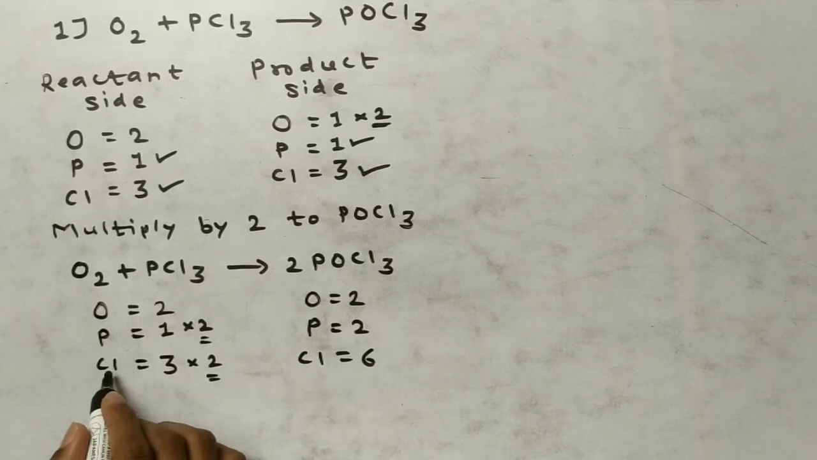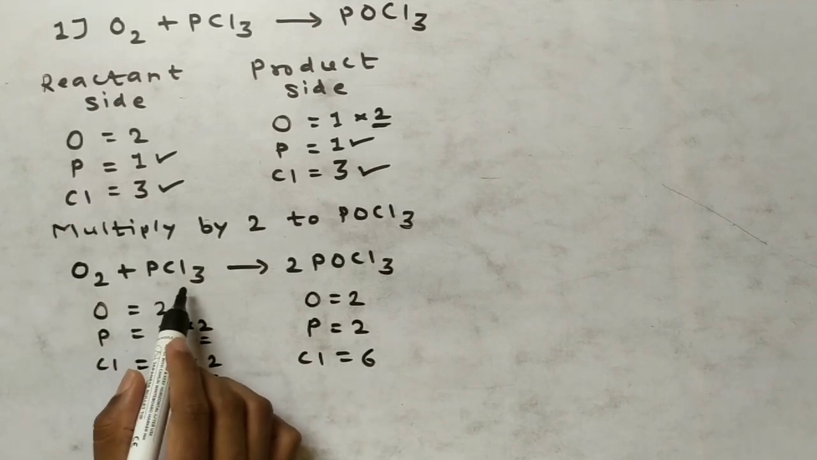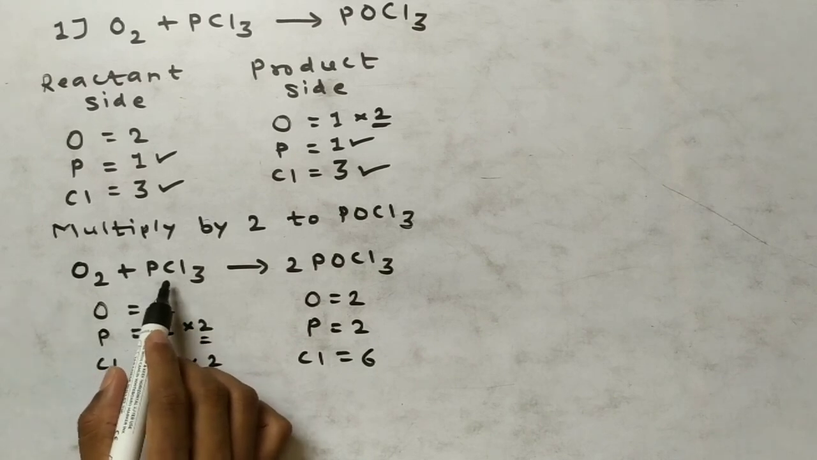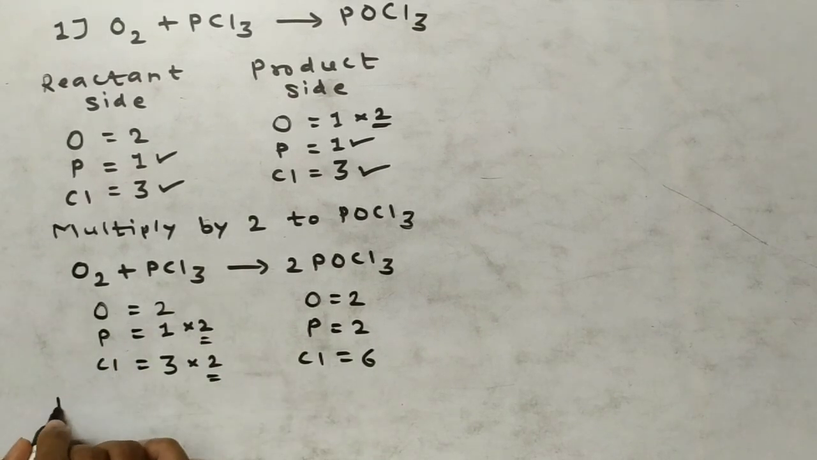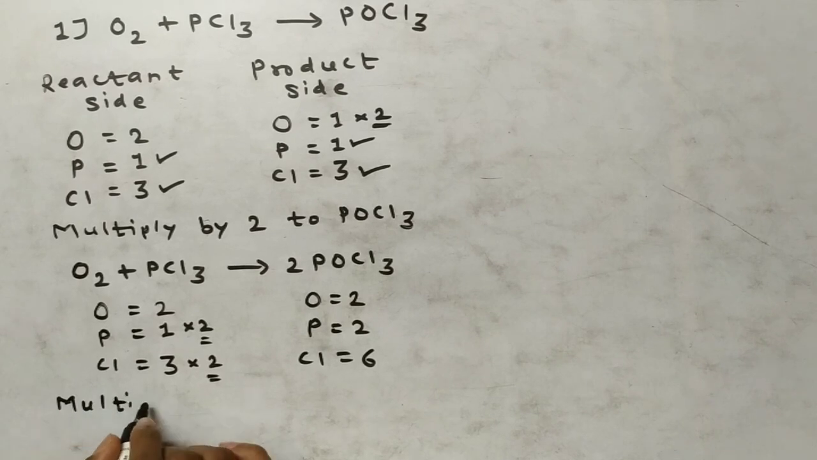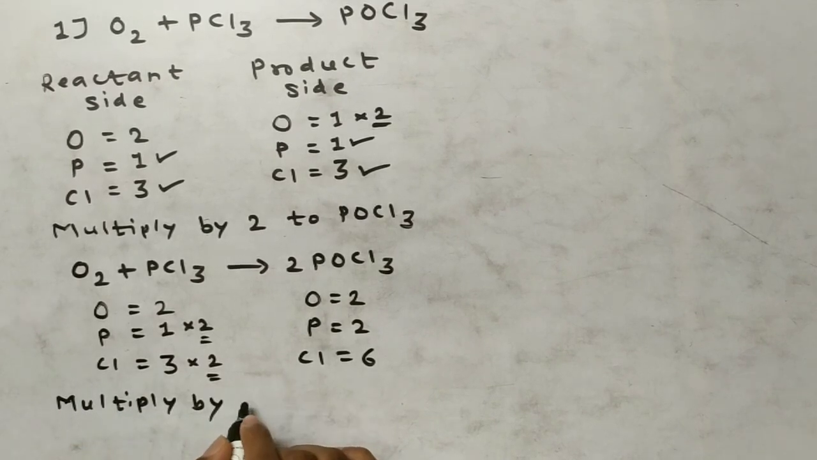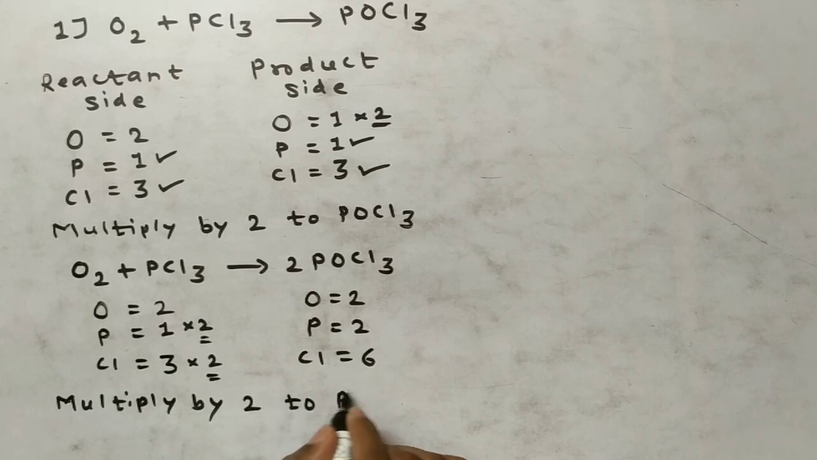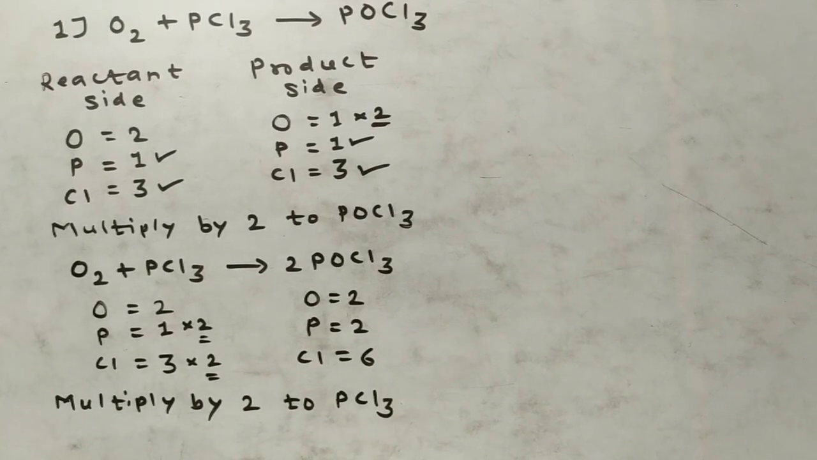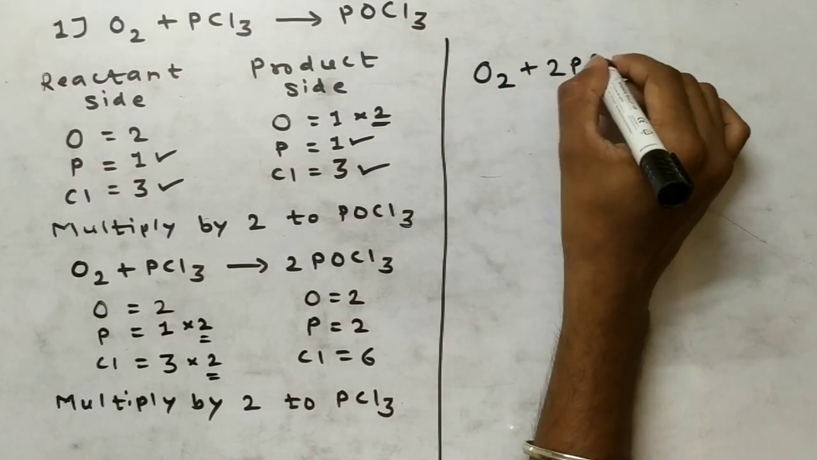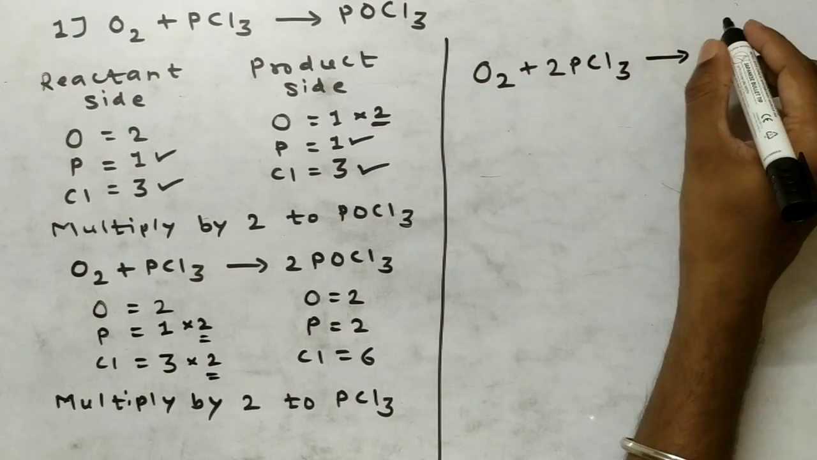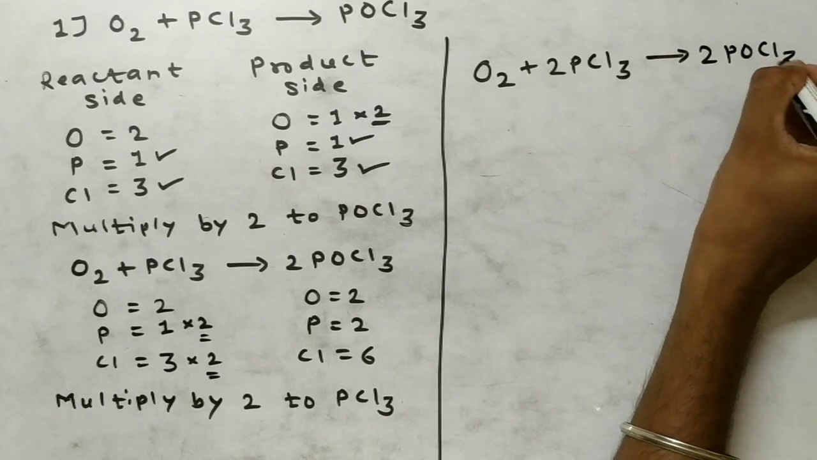Now phosphorus and chlorine are in combination as PCl3 here. So in common we can multiply this PCl3 by 2. So the reaction will get automatically balanced. So, multiplied by 2 to PCl3. Now after multiplying PCl3 by 2, what would be the reaction? O2 plus 2 PCl3, that will give 2 POCl3.